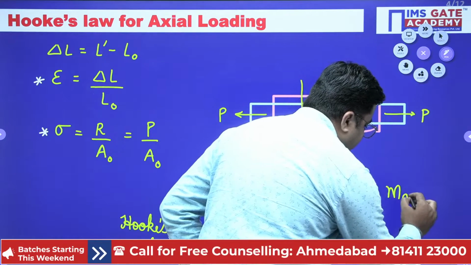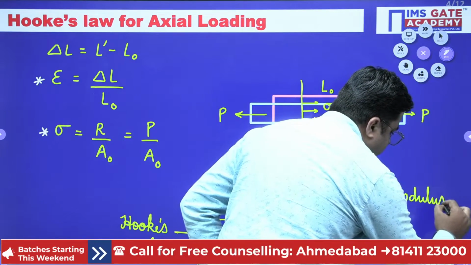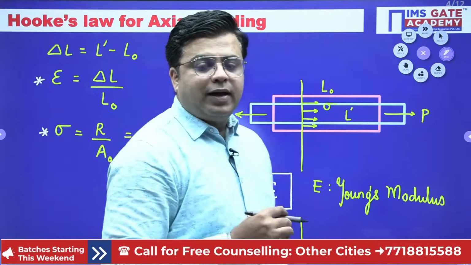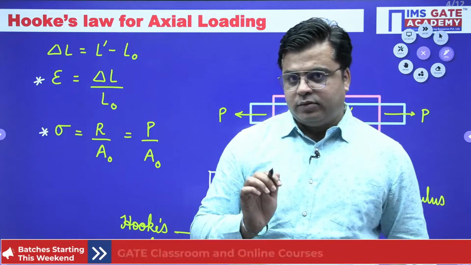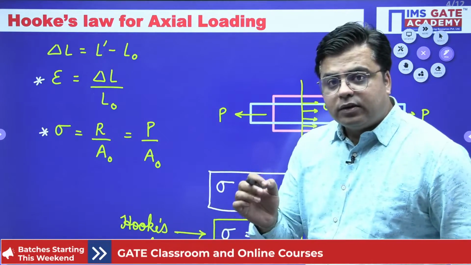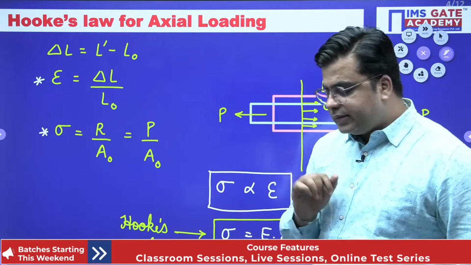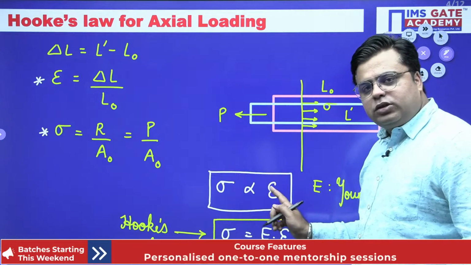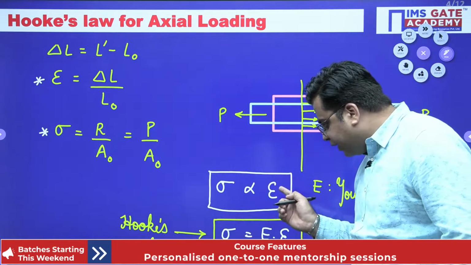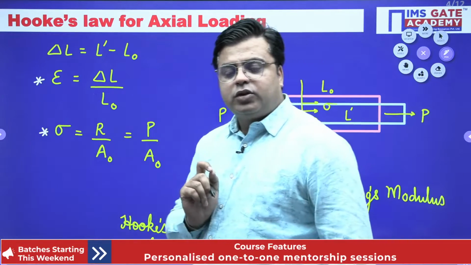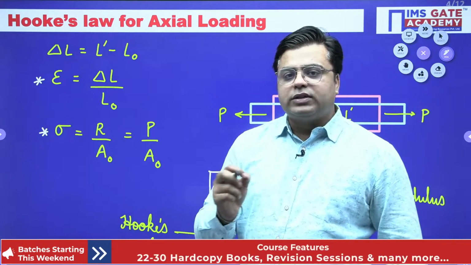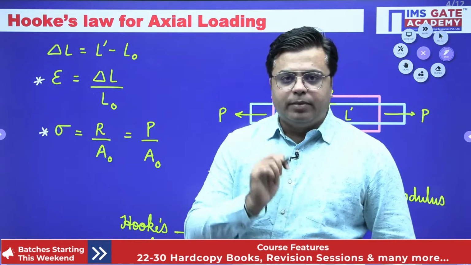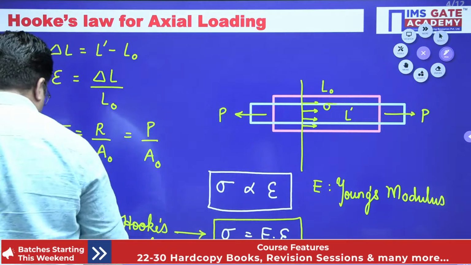This E is termed as the Young's modulus. Okay. Now the question arises, sir, out of stress and strain, which one is causing the other one? The question is whether due to this stress, strain is produced, or due to this strain, stress is produced. So the question is very simple. Out of stress and strain, which one is a dependent variable?